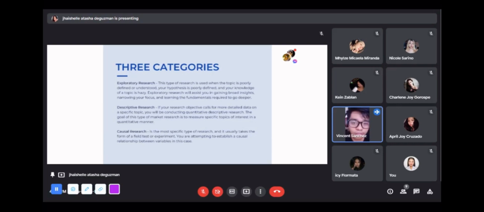Second one is the descriptive research. If your research objective calls for more detailed data on a specific topic, you'll be conducting quantitative descriptive research. The goal of this type of market research is to measure specific topics of interest in a quantitative manner. Surveys are the most common descriptive research instrument.